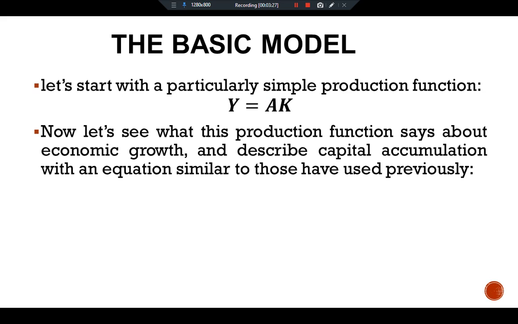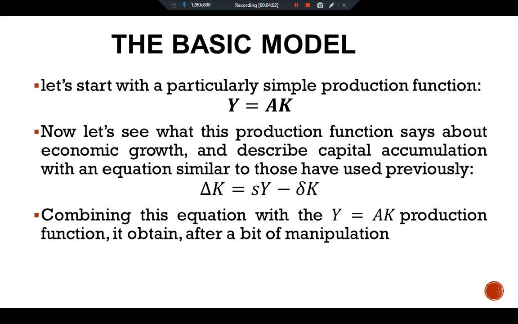Now let's see what this production function says about economic growth. We describe capital accumulation with an equation similar to those we have used previously: ΔK = sY − δK. This equation states that the change in capital, ΔK, equals investment, sY, minus depreciation, δK. Combining this equation with the Y = AK production function, after a bit of manipulation we get ΔY/Y = ΔK/K = sA − δ.